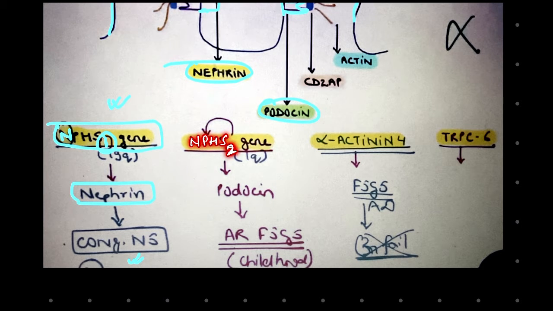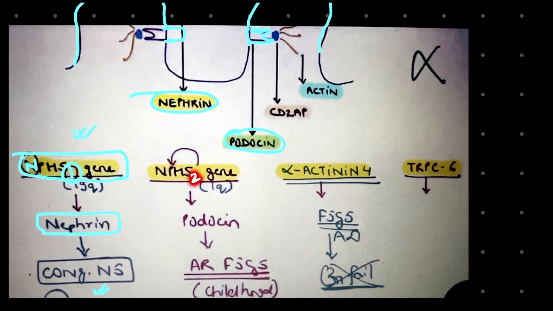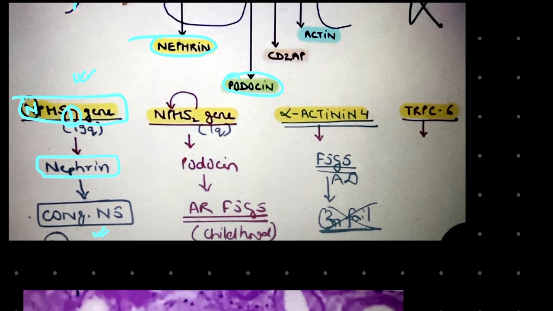Similarly, now we're going toward NPHS2. There is one gene, NPHS1, that is coding nephrin, and there is another gene, NPHS2, that is coding our podocin. Here this purple structure is our podocin. Now how to memorize it? There is a 2 in NPHS2, and the second letter of this gene is P, so it codes podocin. If there is a defect in this NPHS2 gene, there will be no production of podocin, and that will give rise to autosomal recessive focal segmental glomerulosclerosis, which is found in children.